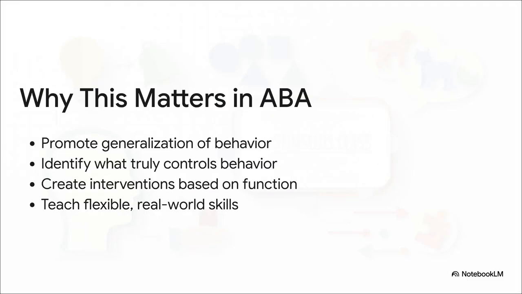So, why does this all matter? Well, it's because understanding stimulus classes is the key to teaching flexible, real-world skills. We want behavior to generalize. For instance, if a child only sits down when their mother says sit down, they've only learned to respond to a single stimulus. But if we can teach them to respond to the stimulus class of the instruction, sit down, no matter who says it or how they say it, then we've created a truly functional and flexible skill. It helps us figure out what's really controlling behavior and lets us create interventions based on function, not just form.